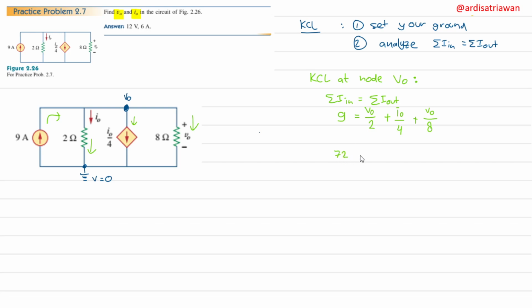If we multiply this by 8, we have 72, and then 4 V0, plus 2 I0, plus 0, so I will have 72 equal to 5 V0 plus 2 I0. Now we need to manipulate this so it only has one variable, which can be done by using the fact that I0 is V0 divided by 2. So I'll have 72 equal to 5 V0 plus 2 multiplied by V0 divided by 2, and the 2s will cancel each other. So I'll have 72 equal to 6 V0, or V0 is equal to 12 volt.